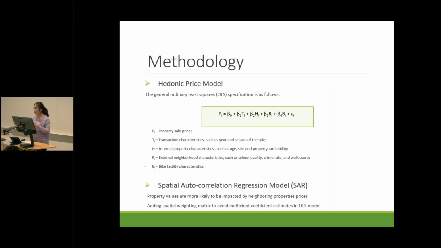we introduced a spatial autocorrelation regression model, which weights your neighbors' and your neighbors' neighbors' property value prices, to improve on the ordinary, simple regression model. So that's basically the two models we use.